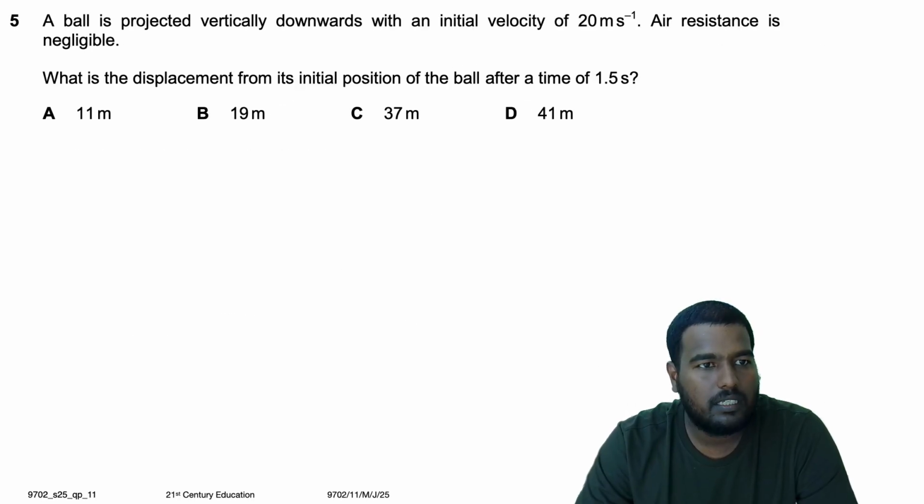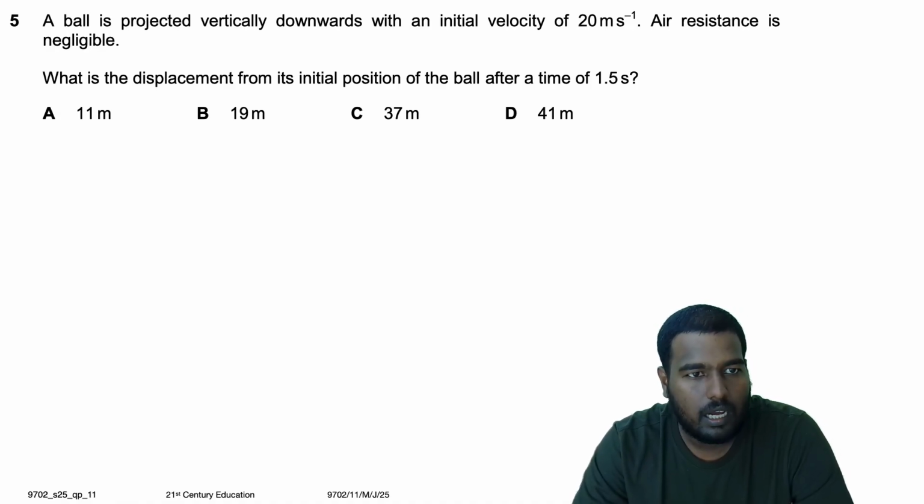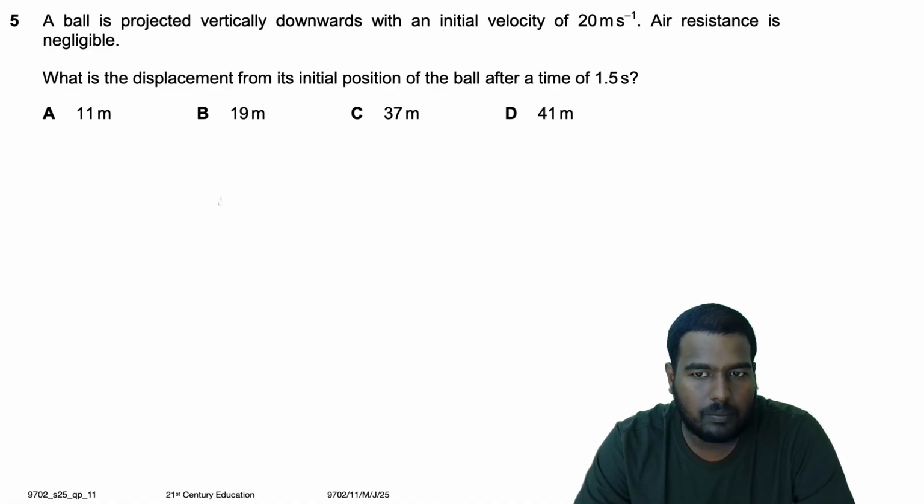A ball is projected vertically downwards with an initial velocity of 20 meters per second. Air resistance is negligible. What is the displacement from its initial position of the ball after a time of 1.5 seconds? So we can directly use s equals ut plus half at squared.